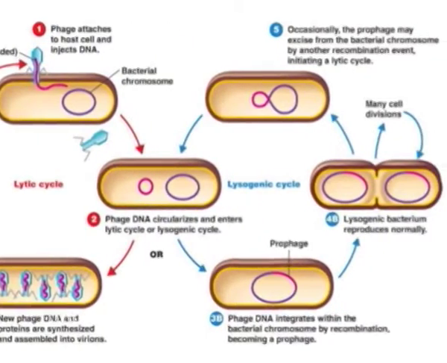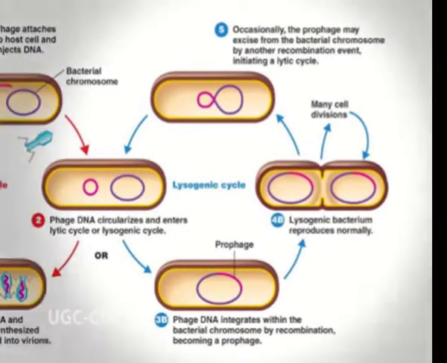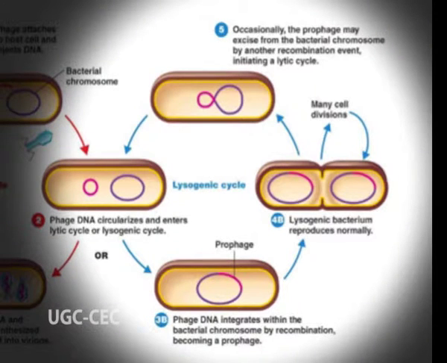Two, they can enter the lysogenic pathway, during which their chromosomes are integrated into the chromosomes of the host and replicate like any other segments of the host chromosomes. The different stages of the lysogenic cycle are as shown in this figure.